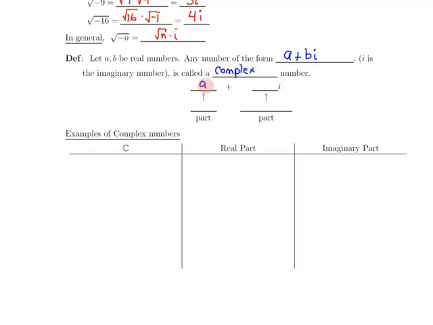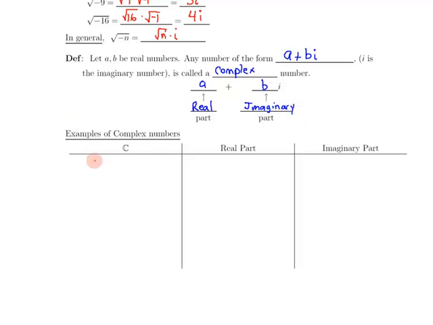So if a is that first number, a is going to be called the real part. And you have plus bi, the number that's times the i, not including the i, but the real number that's times the i, will be called the imaginary part. So consider a few example complex numbers.